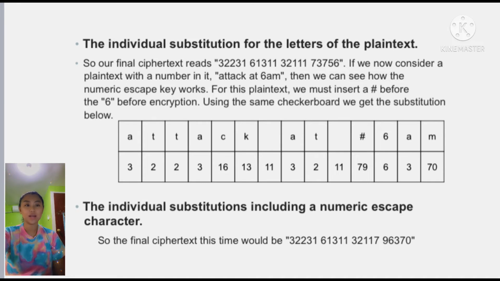If we now consider a plaintext with a number in it, "attack at 6 a.m.", then we can see how the numeric escape key works. For this plaintext, we must insert a numeric escape before the 6 before encryption. Using the same checkerboard, we get the substitutions below, including a numeric escape character. So the final ciphertext this time would be 32231, 61311, 32117, 96370.